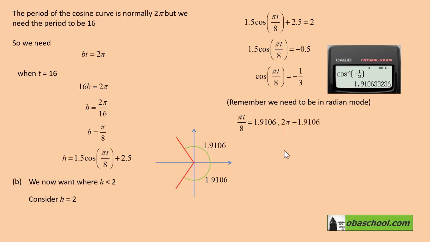And so the other possible value is 2 pi take away 1.9106. Remember, 2 pi is all the way around, and we got there 1.9106 before 2 pi. So pi t over 8 is 1.9106, or 4.3726. Multiplying both sides by 8 gives us this, and then dividing by pi gives us this. And of course, these times are in hours.